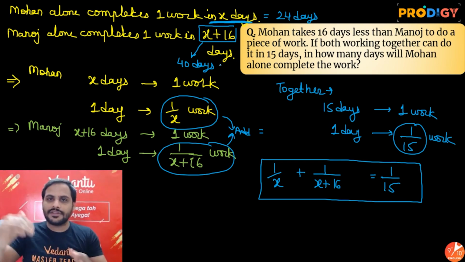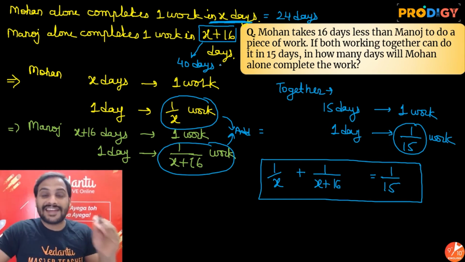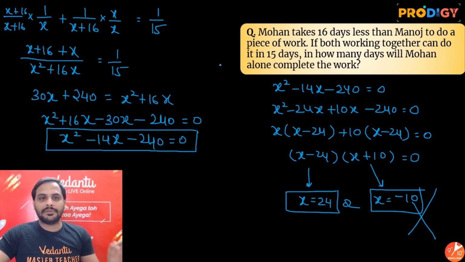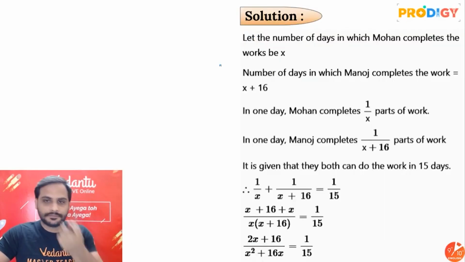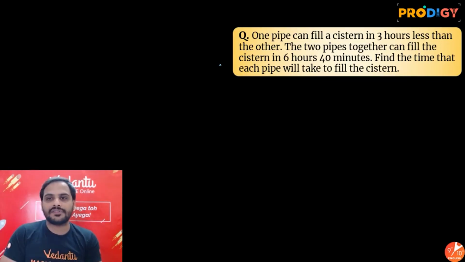If two people are working together, they'll complete it in less number of days. Alright, so this is how time and work questions are solved. So we add the work. The same logic is applied for cistern and pipes questions. Same thing, beta, same logic I will apply.